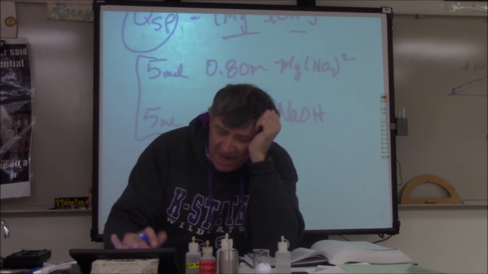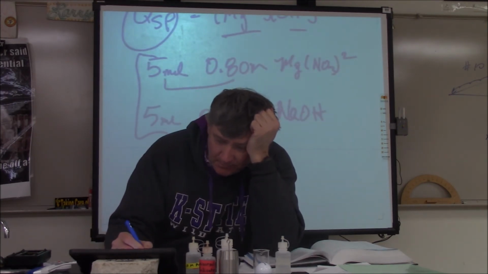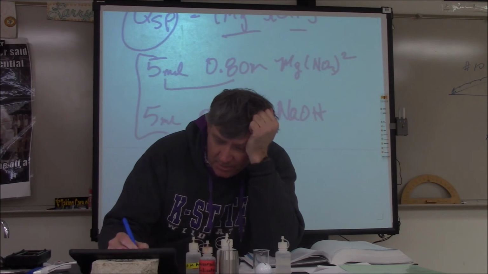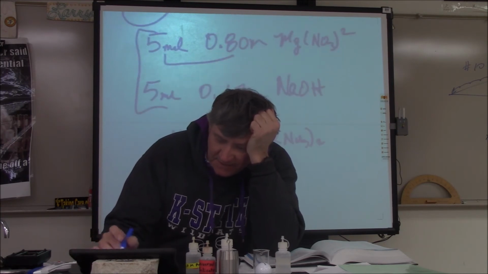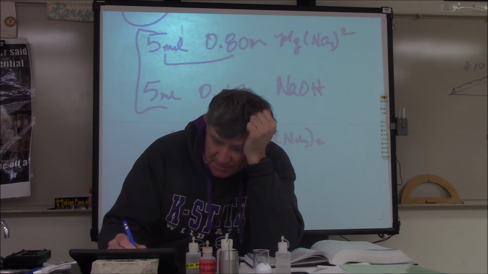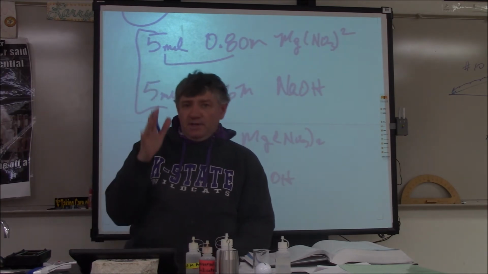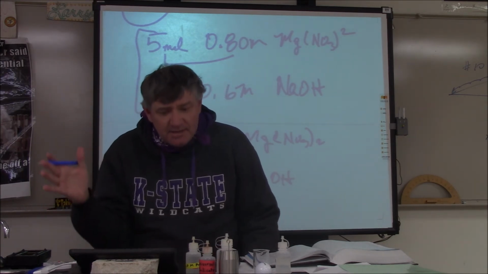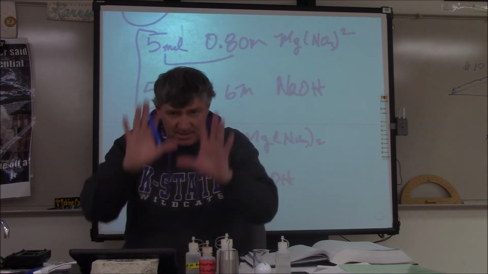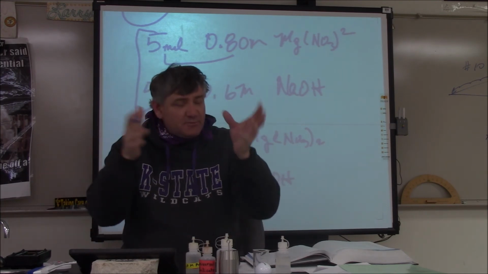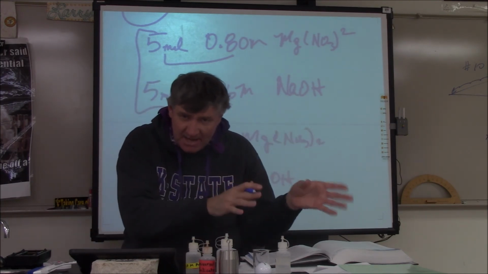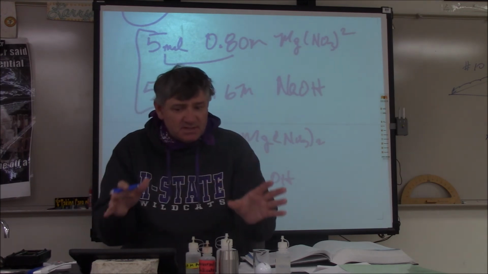If I take 5 times 0.8, I get 4 millimoles of magnesium nitrate. And if I take 5 times 0.6, I get 3 millimoles of my sodium hydroxide. Now, at this point, I'm going to divide by the total volume, because I need the molarity after they've been mixed. So it's just like what you've done with acids and bases, and this is why I do acid-base stuff first, before we do this, so you're used to this concept.